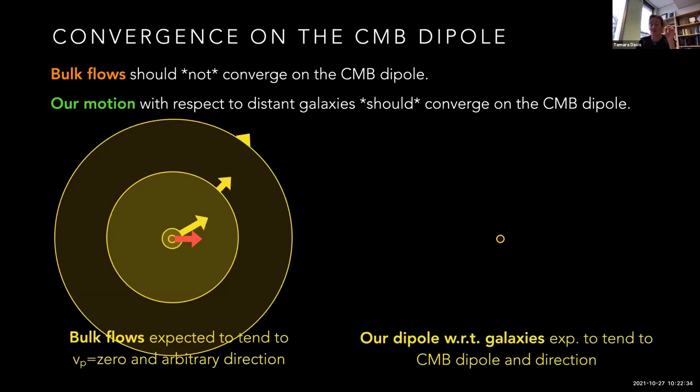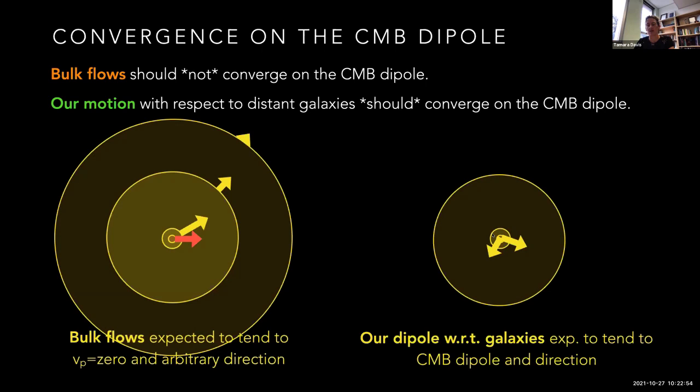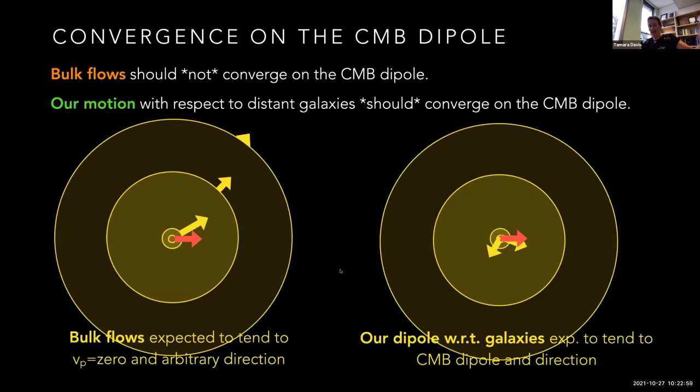On the other hand, our dipole with respect to distant galaxies is expected to converge on the CMB dipole in direction. And we've seen some very interesting talks by people here showing that it doesn't tend to do this as much as we would expect. So if you measure our velocity with respect to bigger and bigger spheres, it will change direction and so on. But the final one, measured against the biggest sphere of galaxies, is the one that should converge to the CMB dipole. Now that's probably obvious to everybody, but as I said, it's caused some confusion. So I just thought I should clarify the difference between these two things because they sometimes get confused.